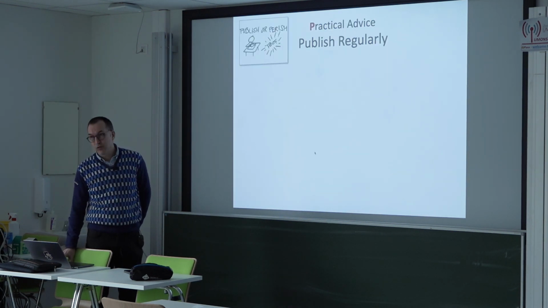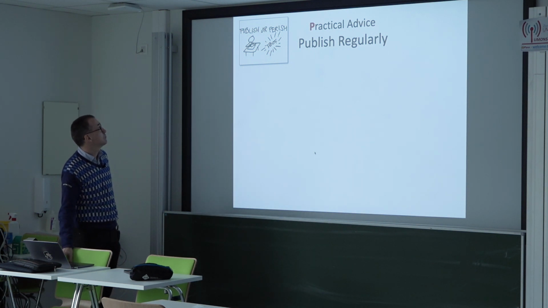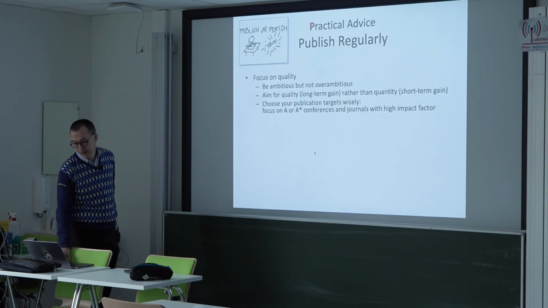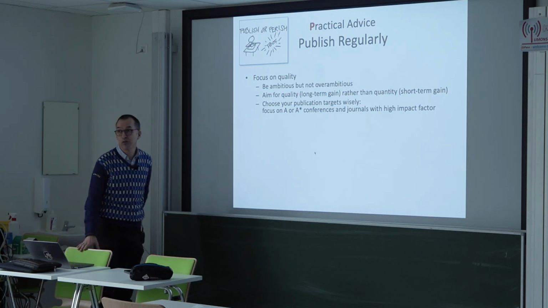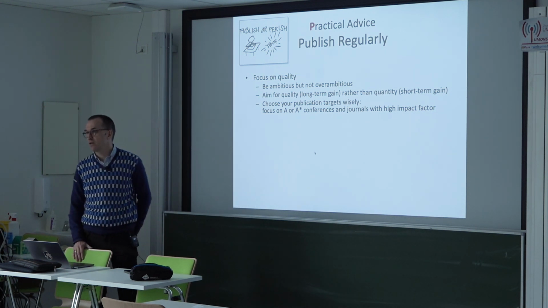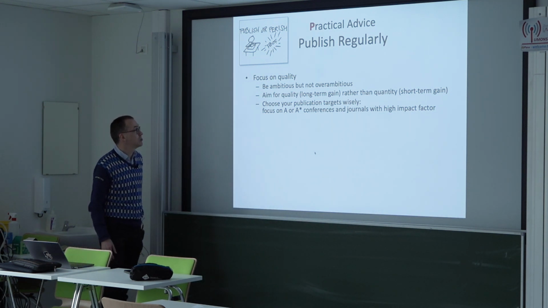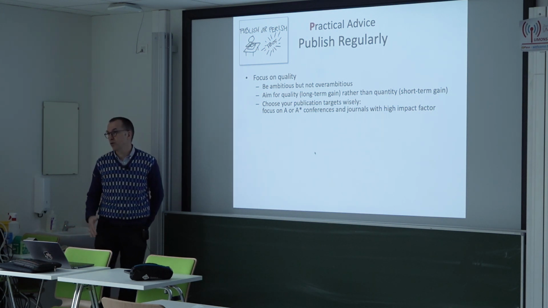I don't think that's a no-brainer. Everyone should publish regularly. There's a famous publish or perish thing. But there may be some specific practical advice. Publishing regularly, that's not what you should do. What you should do is publish high-quality research. So if you want to publish, you should try to be as ambitious as possible, but not over-ambitious.